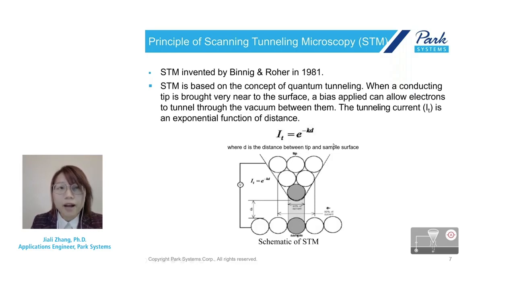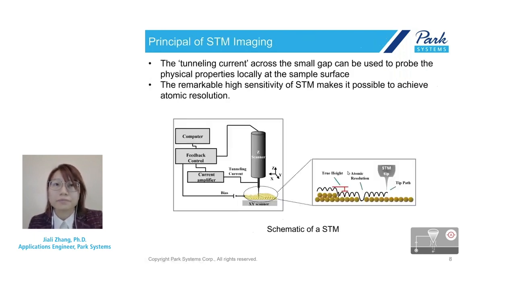Based on these simplified equations, you can see that the tunneling current, I_T, is exponentially proportional to the distance between the tip and the sample surface. Usually, a change of 1 angstrom in distance will cause a change of nearly 1 order of magnitude in current. Thus, this facilitates the high vertical resolution of STM.